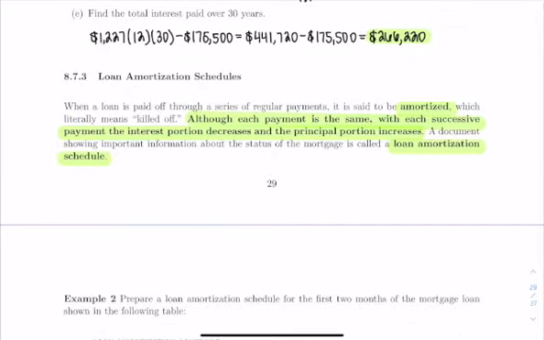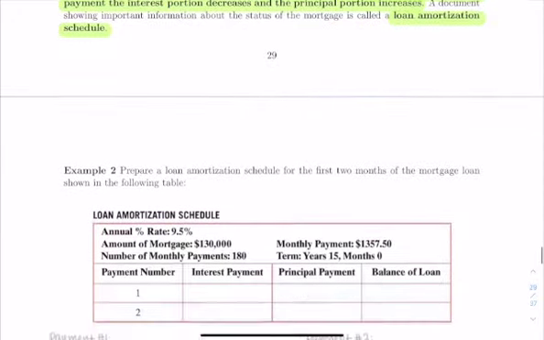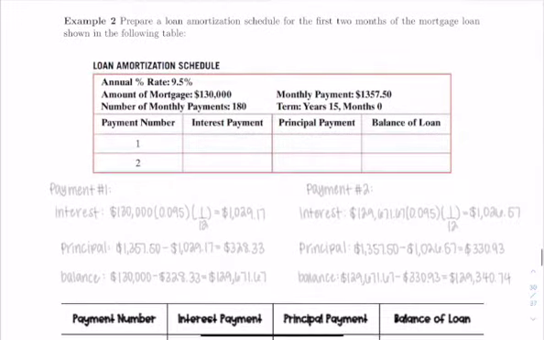So for example number 2, we're going to prepare one of these schedules for the first 2 months of the mortgage loan shown in the following table. The interest rate is 9.5%. The amount of the mortgage was $130,000. The number of monthly payments is 180. The monthly payment is $1,357.50, and this is a 15-year fixed loan.